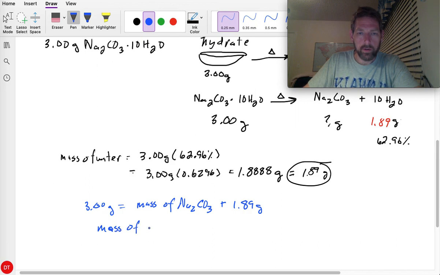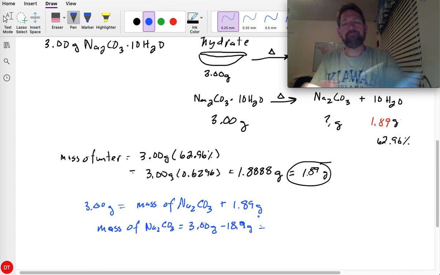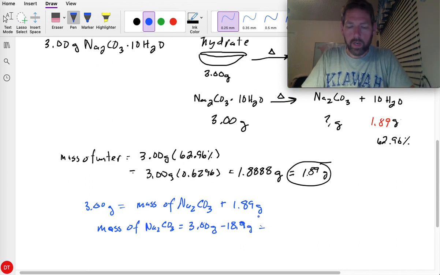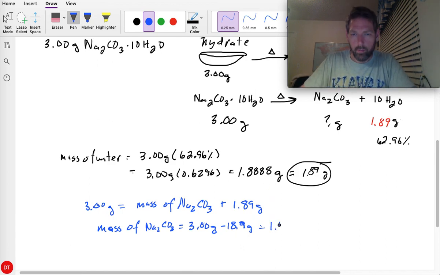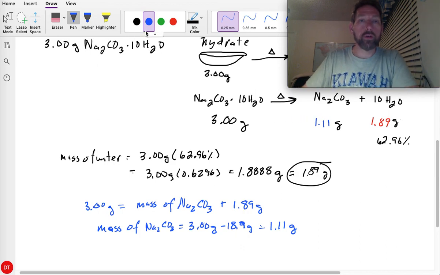So the mass of the sodium carbonate, my brain stopped for a second, would obviously be 3 grams minus 1.89 grams, right? So 3 minus 1.89 is 1.11. Okay, 1.11 grams. So now we can figure out, now we know, 1.11 grams. All right, so that's it.